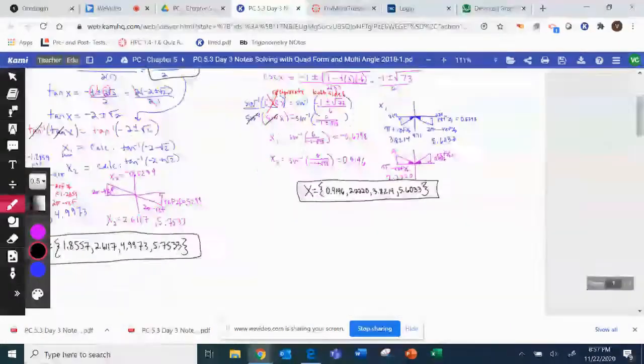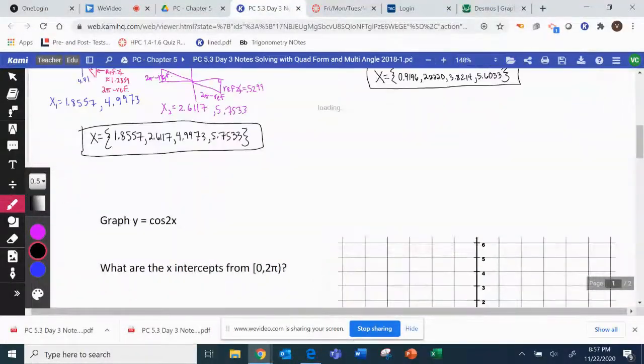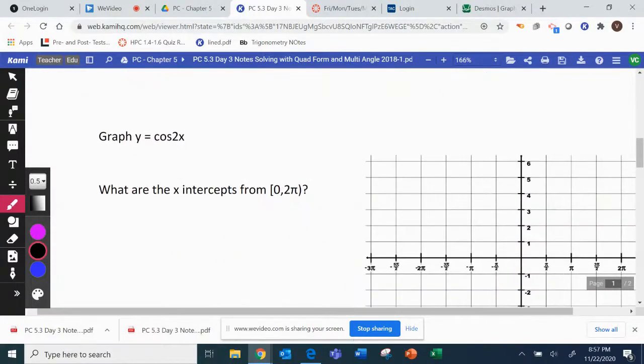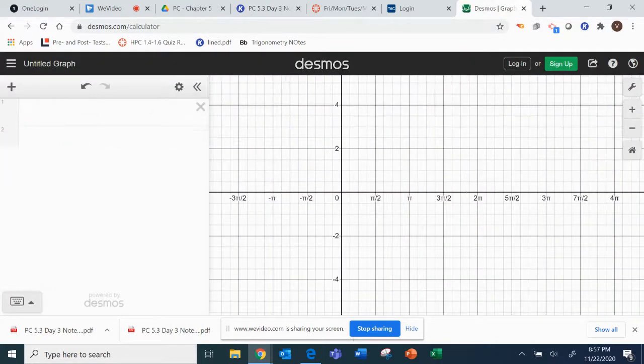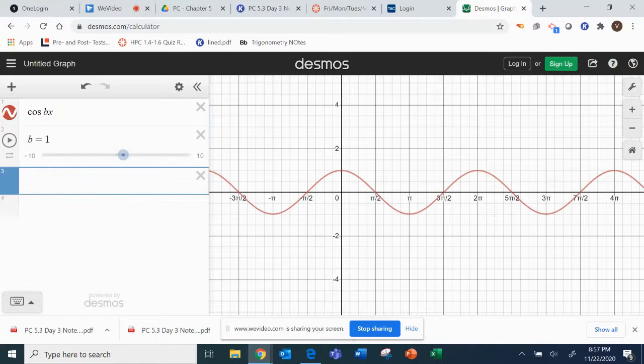And then the last part of these notes today are called multiple angles. And I'm going to start out by playing around with Desmos. This is something that you could also do as well. So I'm going to do cosine, and I'm going to put a variable b, x. And b is going to be a slider. So right now we have the normal cosine graph from 0 to 2 pi.